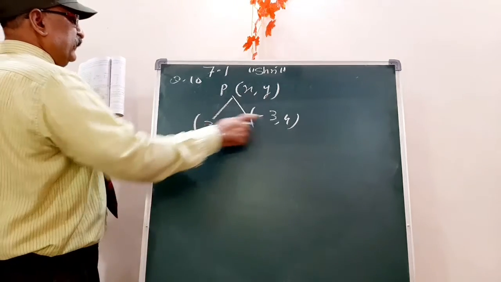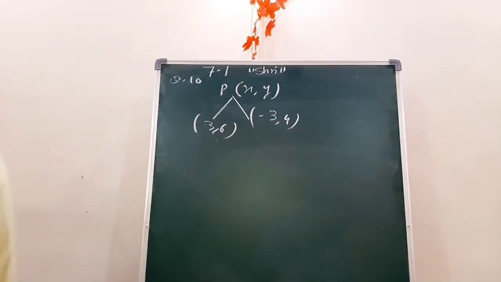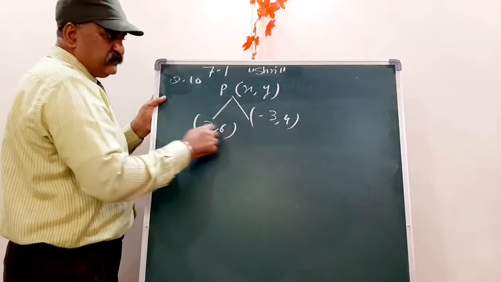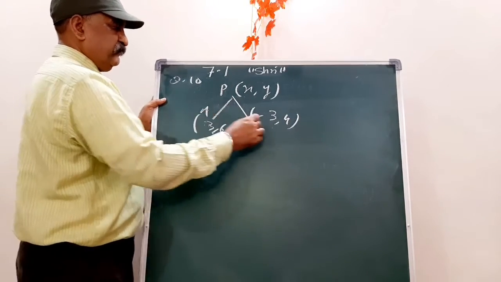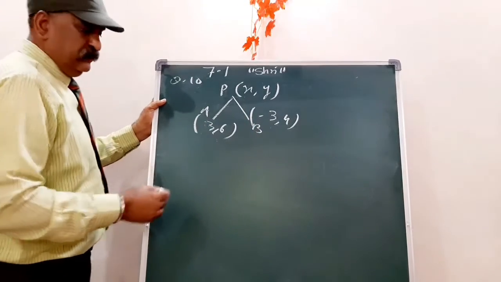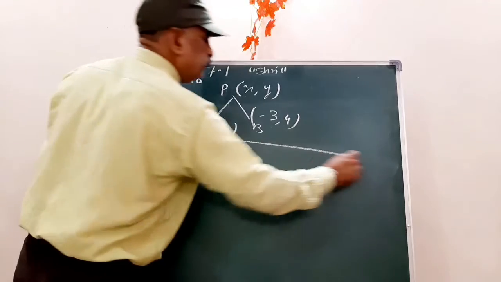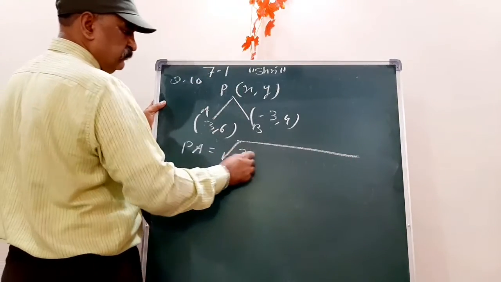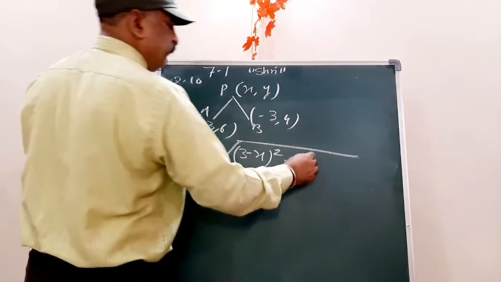Point P is equidistant from these 2 points 3, 6 and minus 3, 4. Let us see. Point P is equidistant from these two. Okay, it means PA equal to PB. Now, first you find PA. PA is equal to under root (x2 minus x1) whole square, (3 minus x) whole square plus (6 minus y) whole square.